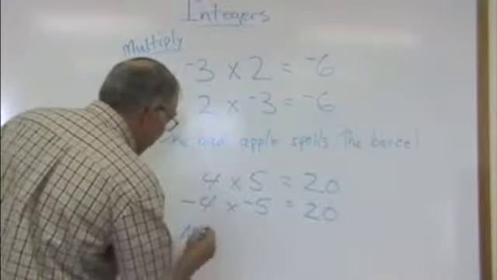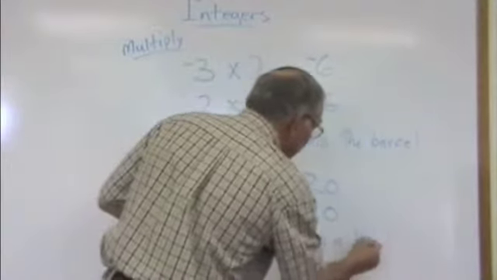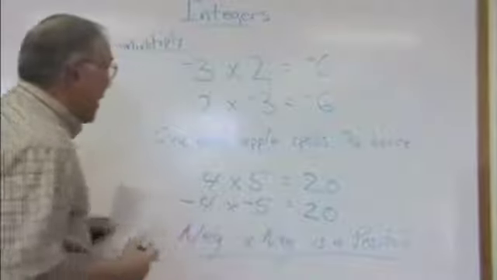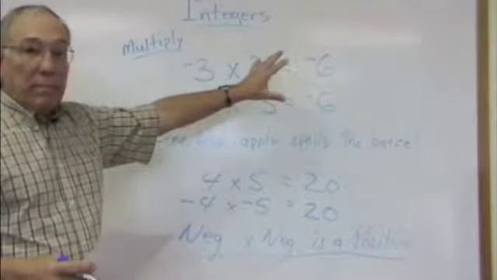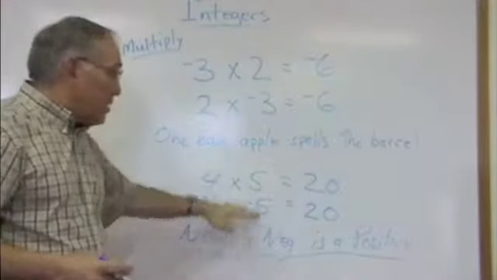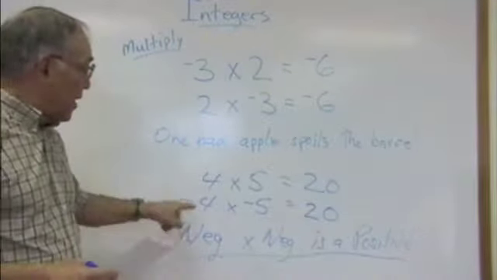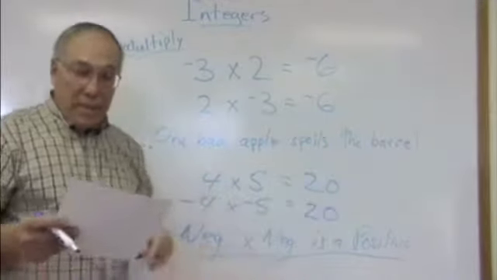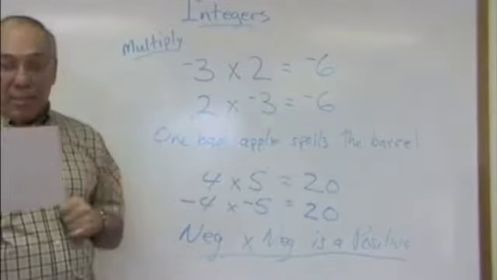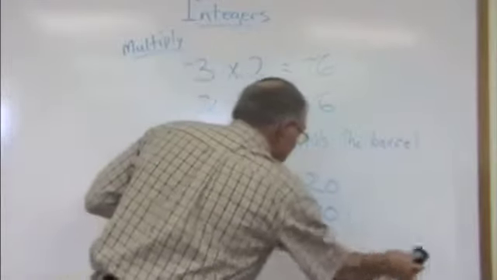The way we remember this is a negative times a negative is a positive. One bad apple spoils the barrel. So if the signs are different, one negative and one positive, the answer is always going to be negative. If the signs are the same, the answer is going to be positive. And the one that is a little bit confusing, a negative times a negative is a positive. You just have to say that to yourself over and over until it becomes something that you'll never forget. Okay, so let's just do a couple of examples. Then we'll move on to division.